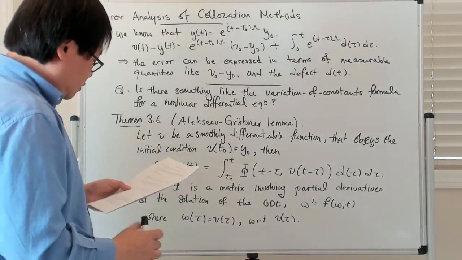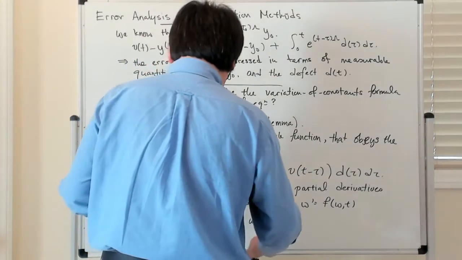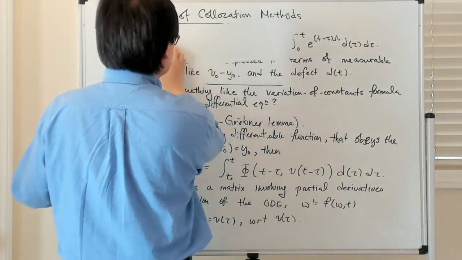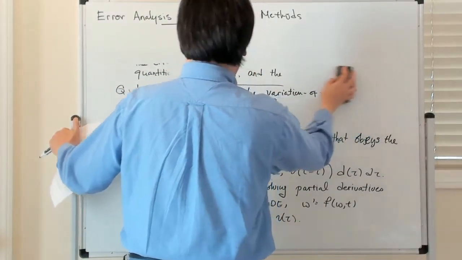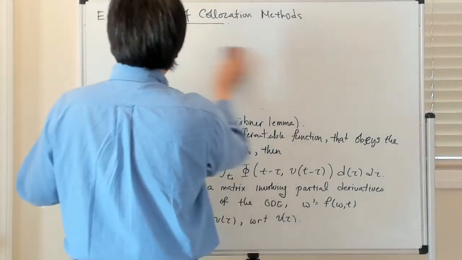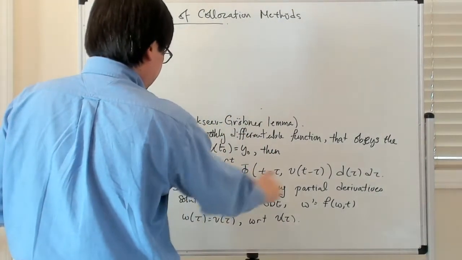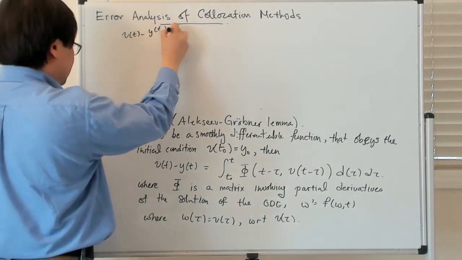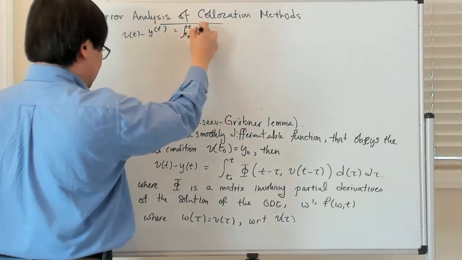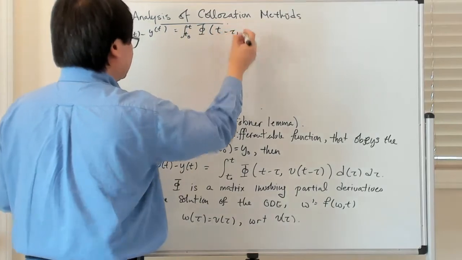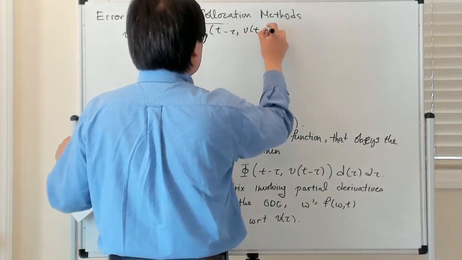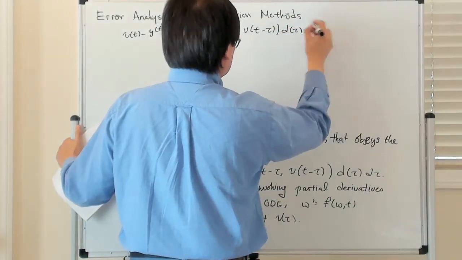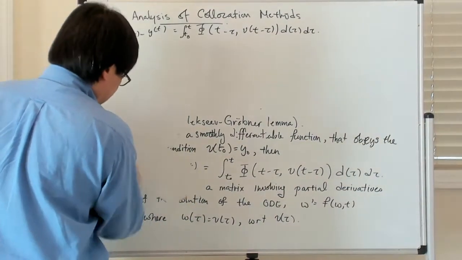So let's state the following theorem. And maybe let me just write that down. So v of t minus y of t is equal to the integral from t0 to t of this matrix at t minus tau, v of t minus tau, the defect evaluated at tau, d tau. All right, so let me now state a theorem.